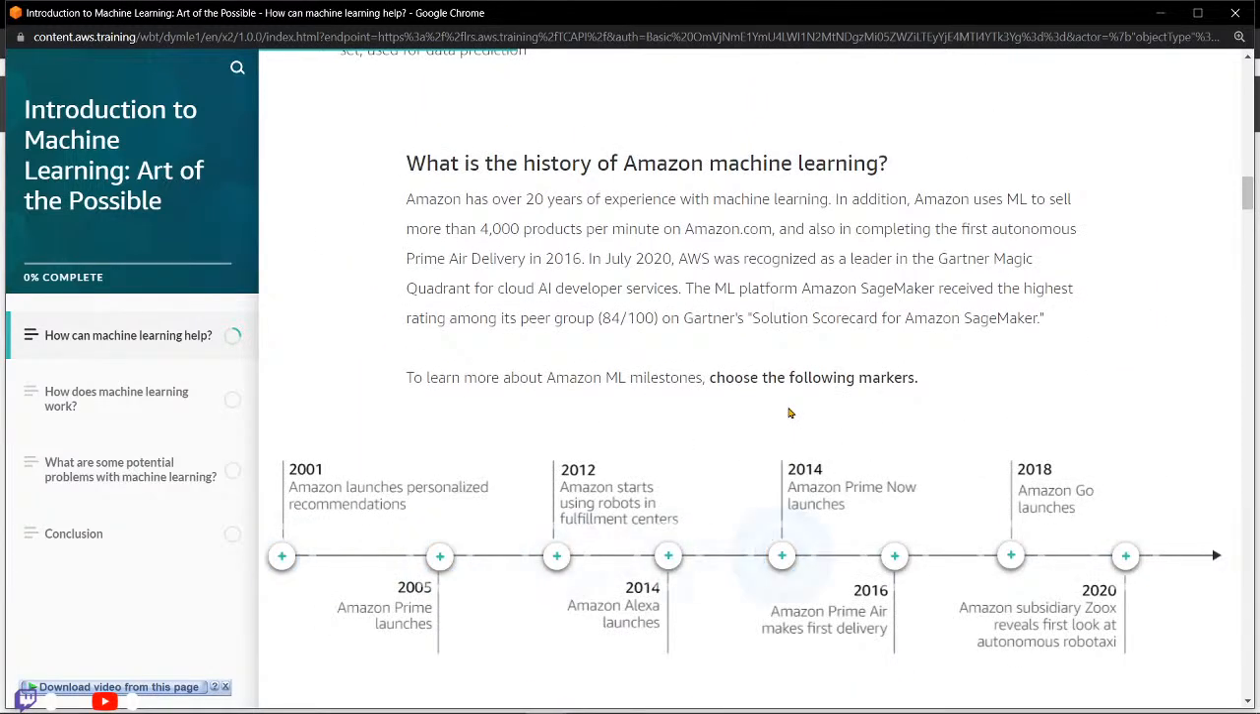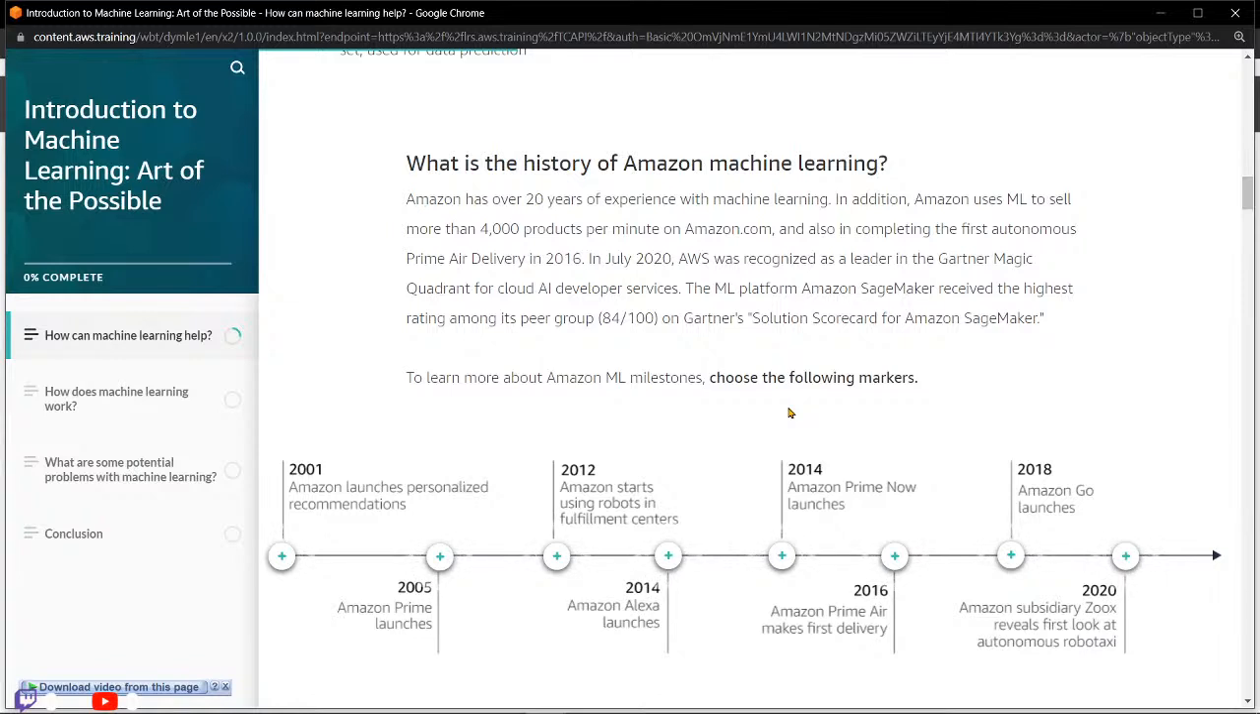So what is the history of Amazon machine learning? Amazon has over 20 years of experience with machine learning. In addition, Amazon uses ML to sell more than 4,000 products per minute on Amazon.com and also completed the first autonomous Prime Air delivery in 2016. In July 2020, AWS was recognized as the leader in the Gartner Magic Quadrant for cloud AI developer services.